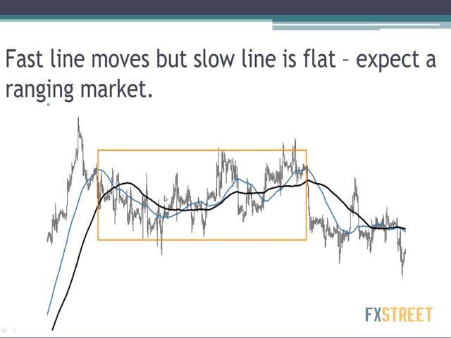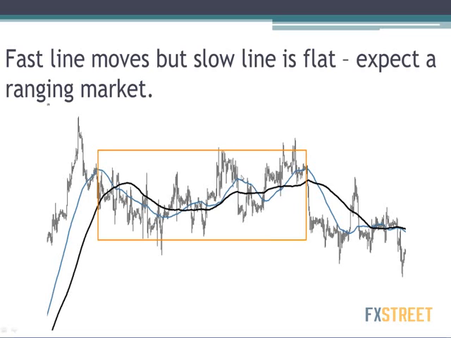This is my 100 simple moving average, and you can see it's pretty much horizontal. It's a little bit wavy, but it's really not making any progress from left to right. Price has not really changed very much at all. Whereas the faster moving line, which is the 50 simple moving average, is the blue one.